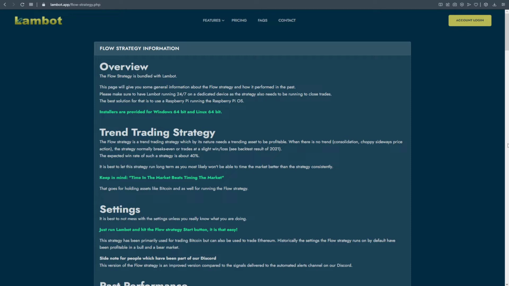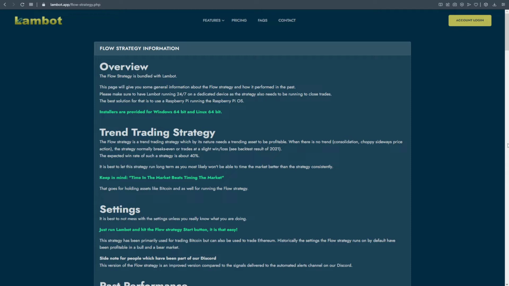Now, about the flow strategy. It is a trend trading strategy, meaning it is only profitable running on trending assets, so during consolidation or choppy sideways price action, it will typically just break even or have slight wins and losses. It is also important to note that this strategy will work best for someone using it long term in order to catch the inevitable trends to the upside for Bitcoin or Ethereum.